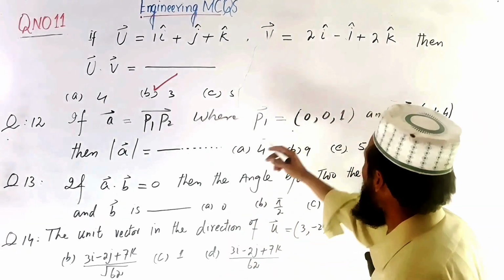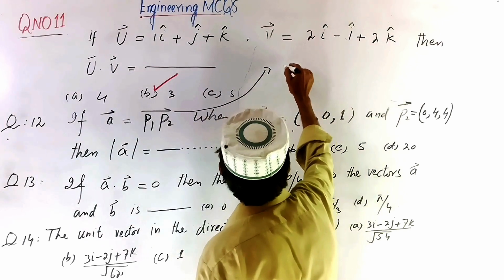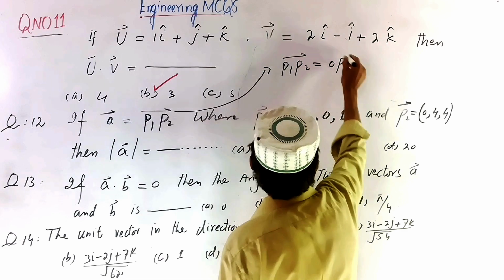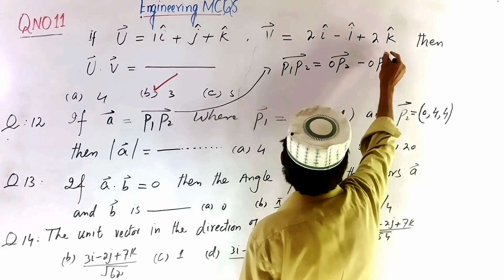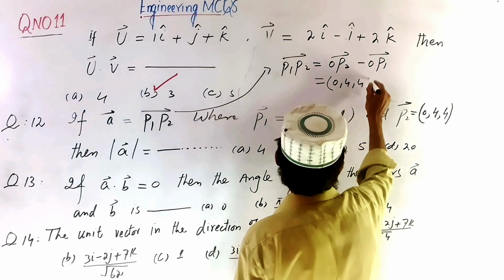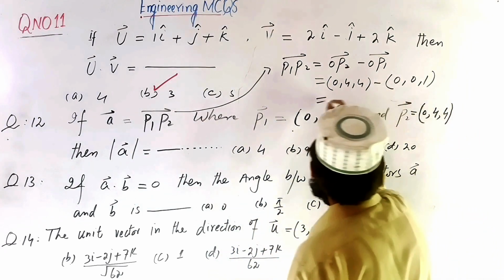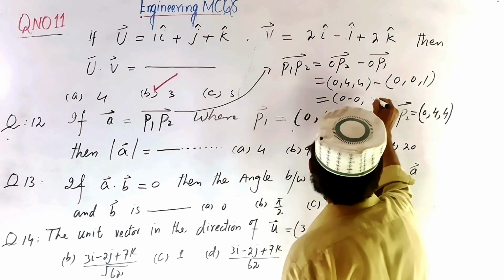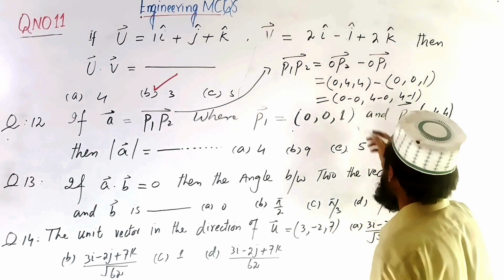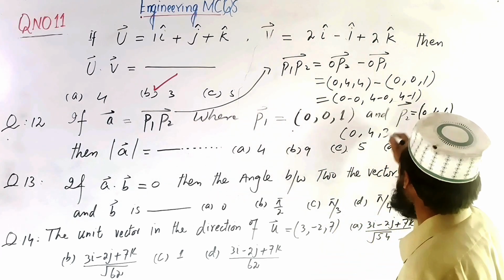So it means that this is the position vector. If we apply it here, we can write P1 and P2. We subtract OP2 minus OP1. According to the rules of the position vector, if we subtract this, 0 minus 0, and 4 minus 0, and 4 minus 1. So the result will be equal to 0, 4 and 3.